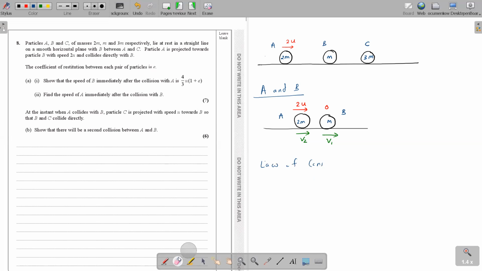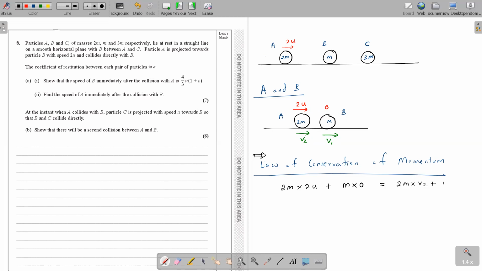conservation of momentum. When you're applying the law of conservation of momentum, you have to choose a positive direction. I'll choose right to be the positive direction. Initial momentum equals final momentum. Initial means before the collision. On top I have the initial velocities, at the bottom the final velocities after collision. So before collision: 2m times 2u plus m times 0, equal to final: 2m times v2 plus m times v1.